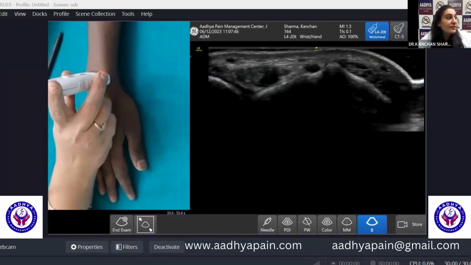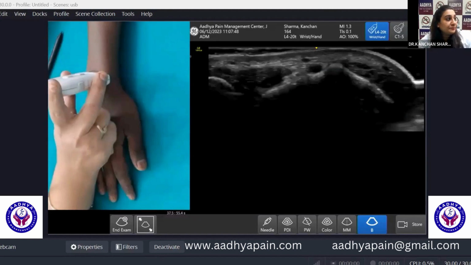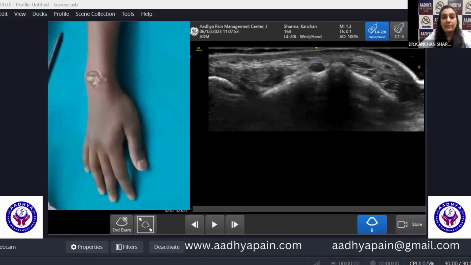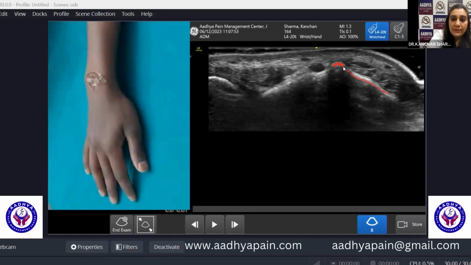So the moment I have kept my probe there, let me just increase the gain a bit. Okay, the moment I have kept my probe there, I'm able to see the bumpy thing which we identified by palpating, and it has got one limb this side and one limb on this side. So this is your Lister tubercle.